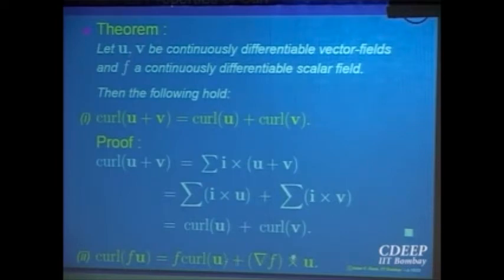And once again, to prove this, we just use the symbolic way of writing curl. So curl of f times u is nothing but sigma i cross, right? For curl is i cross partial derivative with respect to x of the vector field, and the vector field is f times u. So now once again we use the product rule for differentiation of a function of one variable.